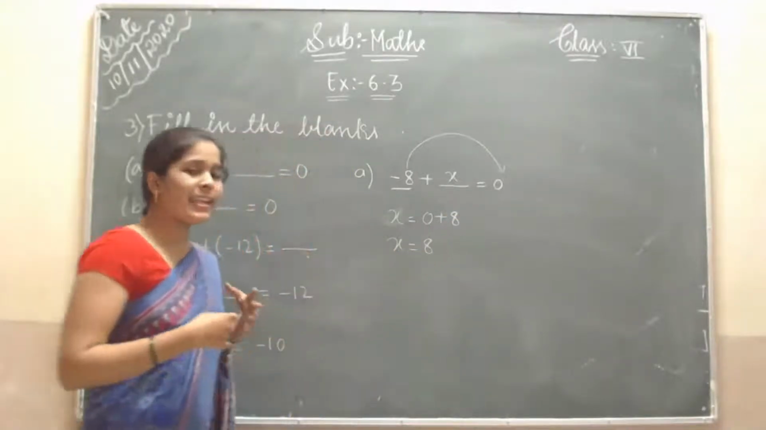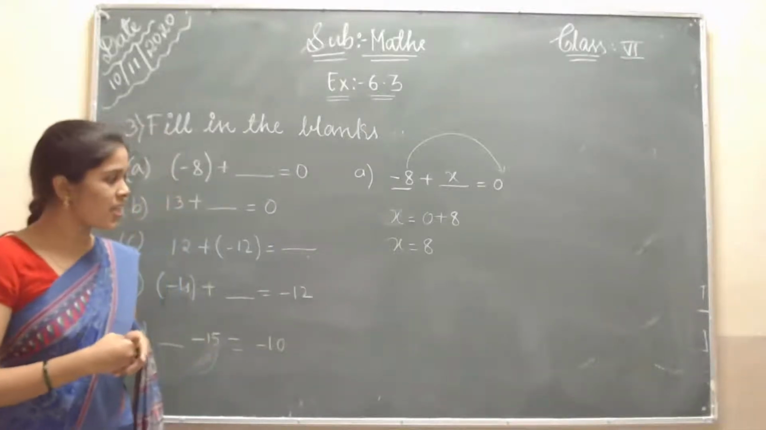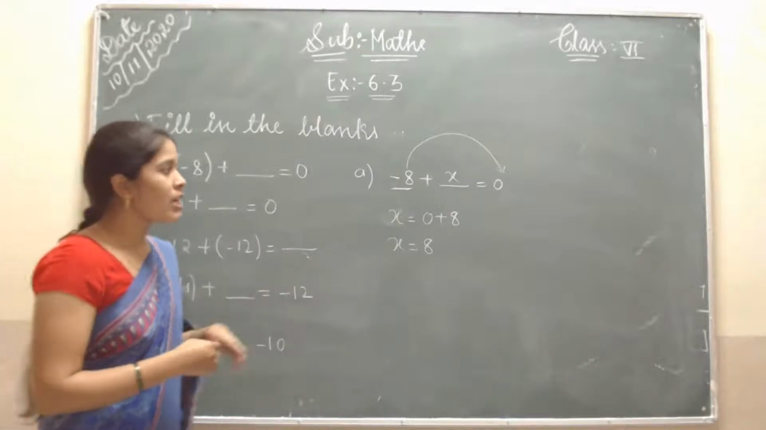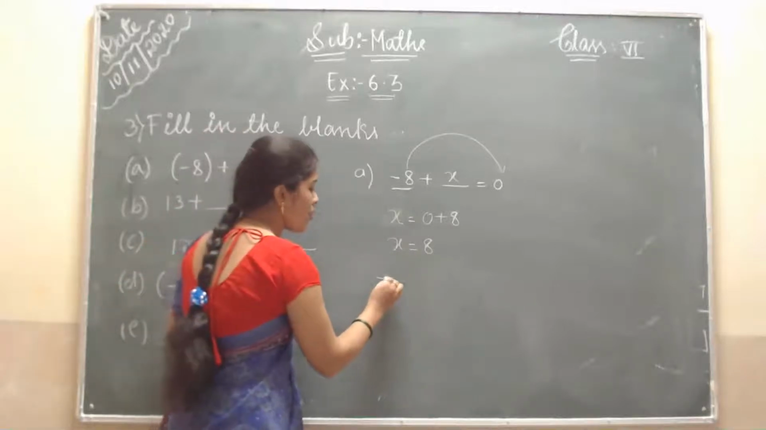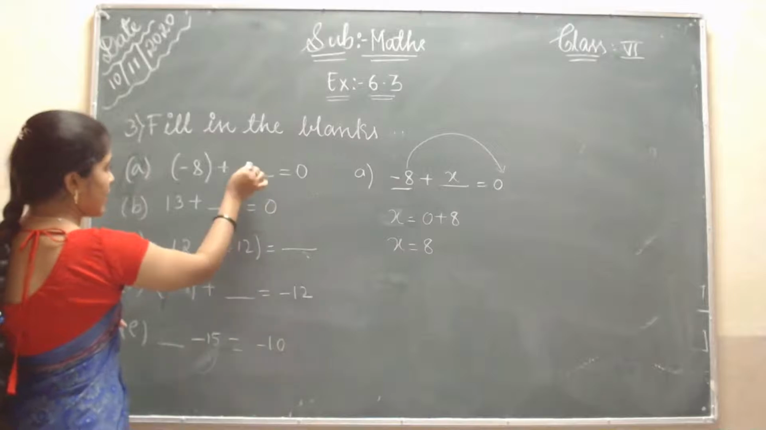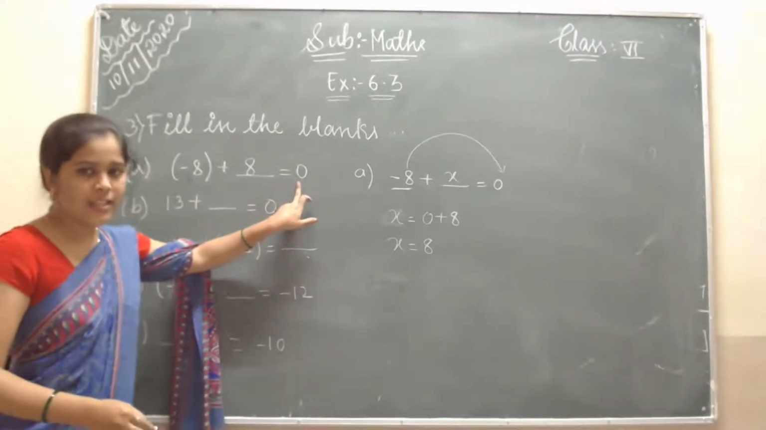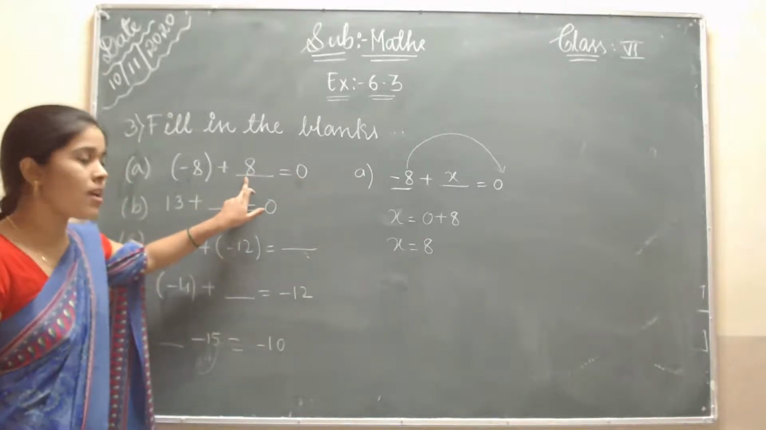If we add anything to 0, we get the same answer. So 0 plus 8 is 8. What is the value of x here? 8. So in place of x, we have to substitute the value 8. So minus 8 plus 8 gets cancelled. The answer is 0. So the value of this blank is 8.